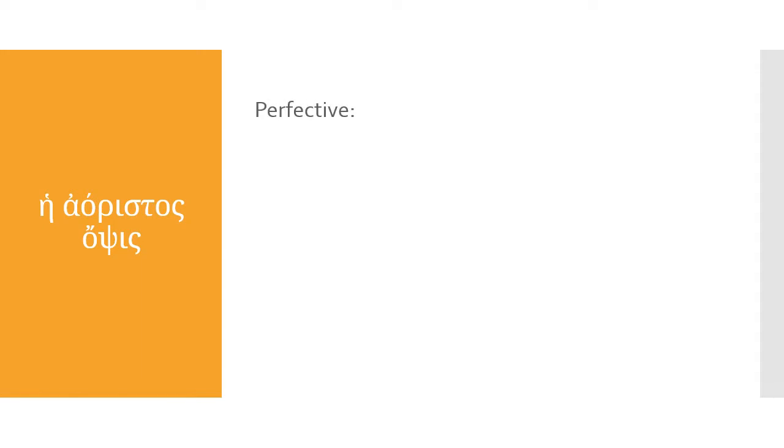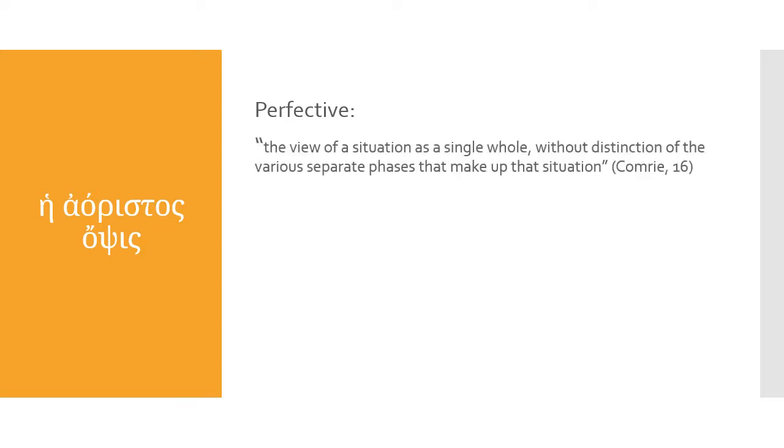So firstly, he aoristos opsis, or the perfective. Pay careful attention: perfective, not perfect. Here's a quote from Comrie, who did a lot of initial work on aspect. The perfective is the view of a situation as a single whole, without distinction of the various separate phases that make up that situation.